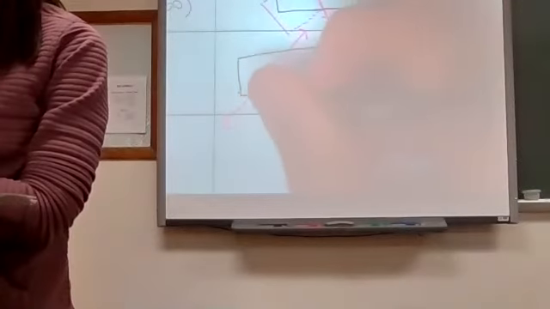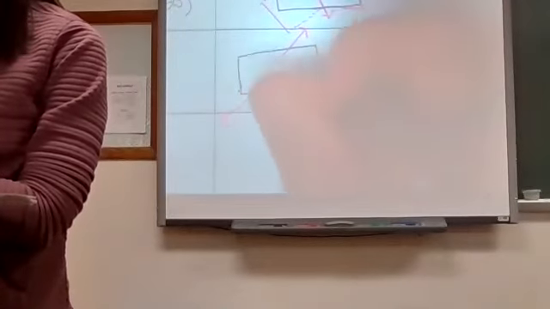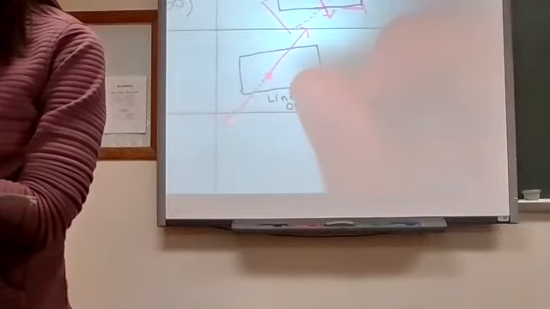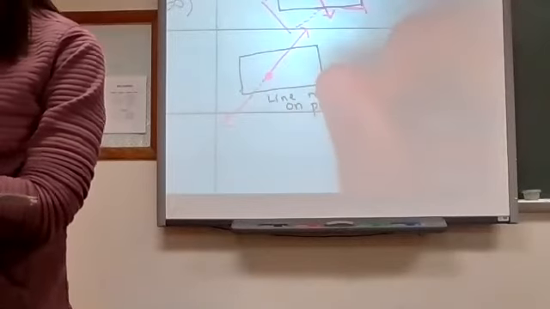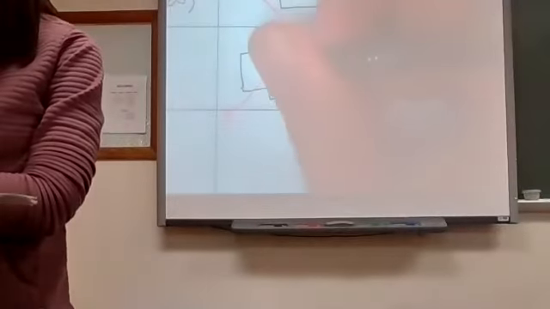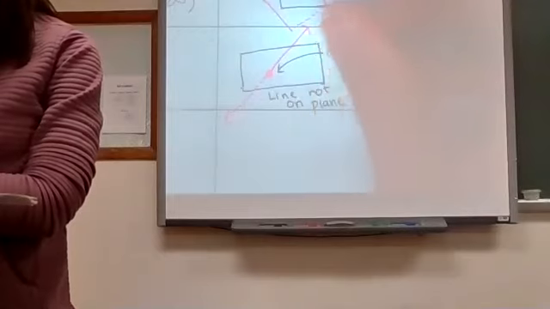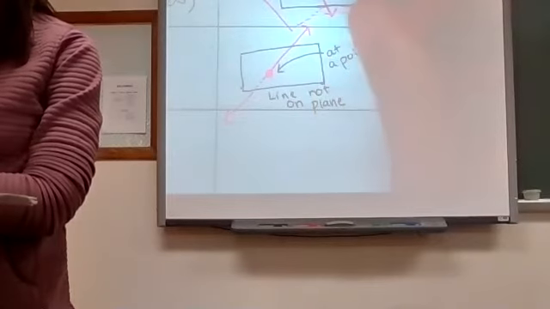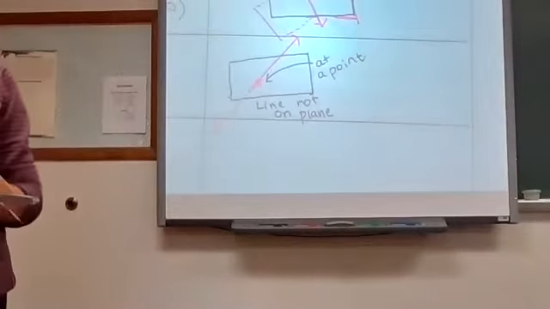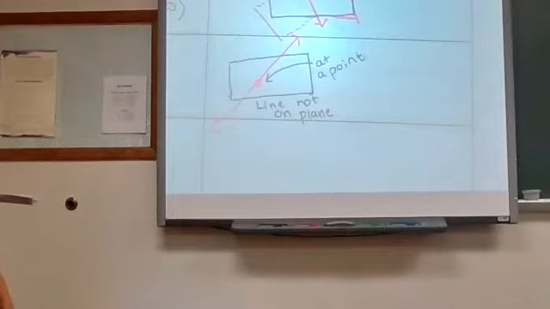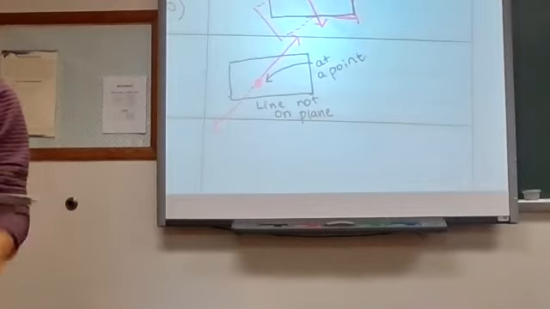So this would be a line not on the plane, and it intersects at a point. Okay, that's one case. The line's not on the plane and it's intersecting at a point.